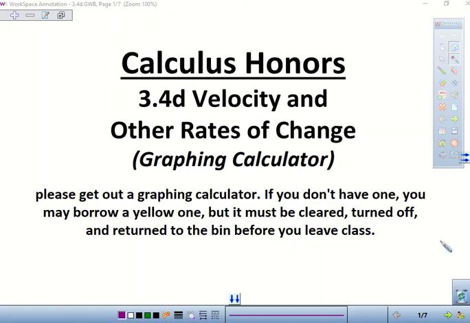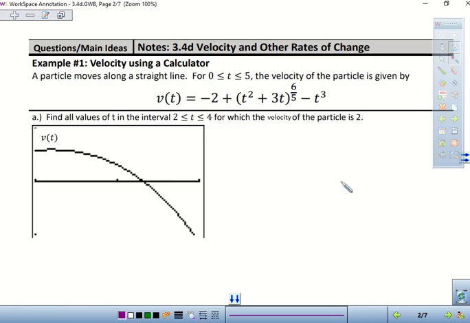Alright, so if you haven't already, go ahead and get your graphing calculator on, clear it out. So step 1, it says a particle moves along a straight line. For 0 to 5, the velocity of the particle is given by. So we're only going to be looking at this graph from 0 to 5. We don't care about what it's doing in the negatives. We don't care about what it's doing past that.